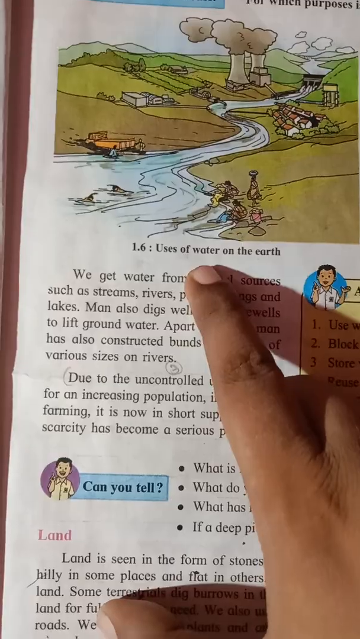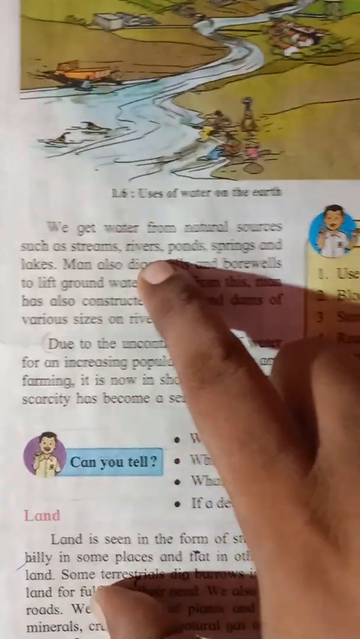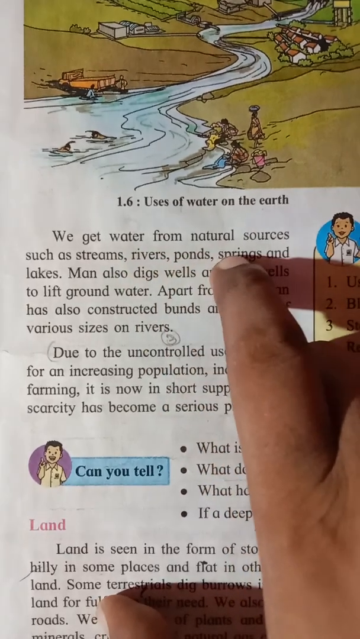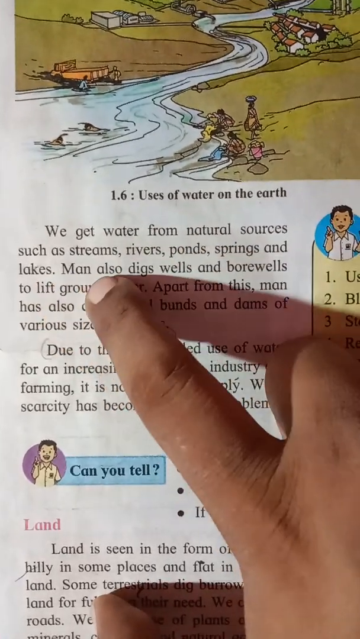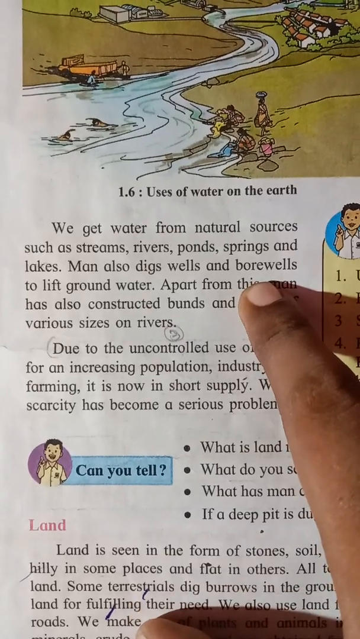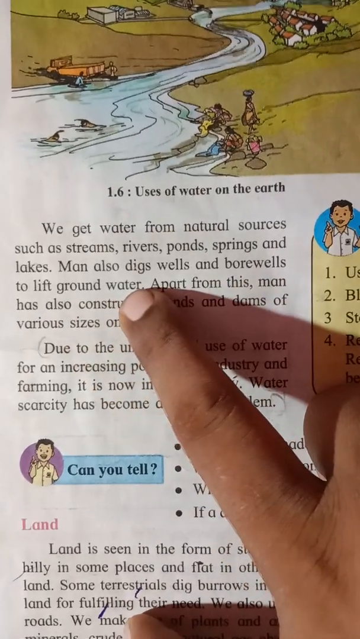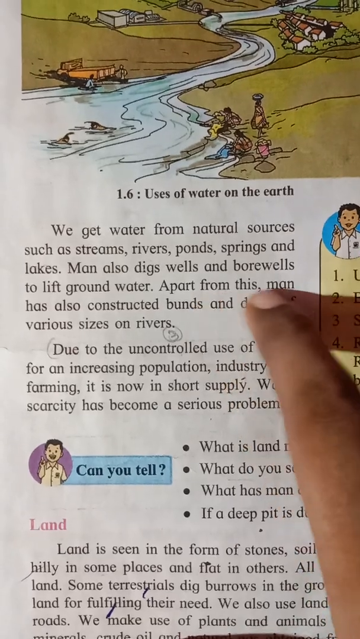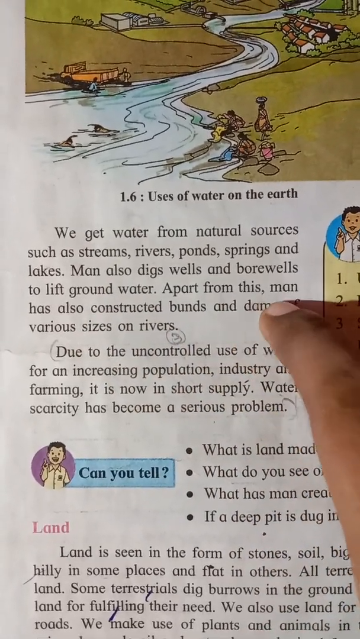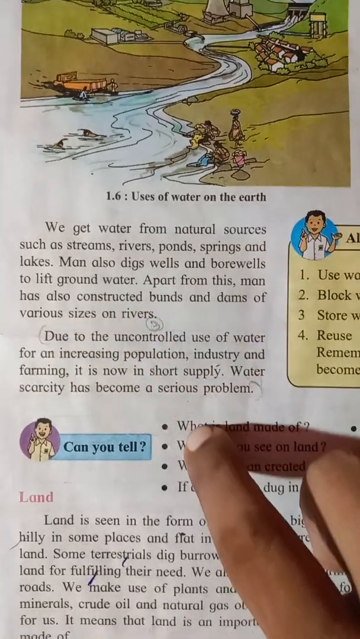We get water from natural sources such as streams, rivers, ponds, correct? Natural sources are streams, rivers, ponds, springs, and lakes. Man also digs wells; we dig a borewell or well for getting water, lifting the groundwater. Apart from this, man has also constructed bunds and dams of various sizes on rivers.